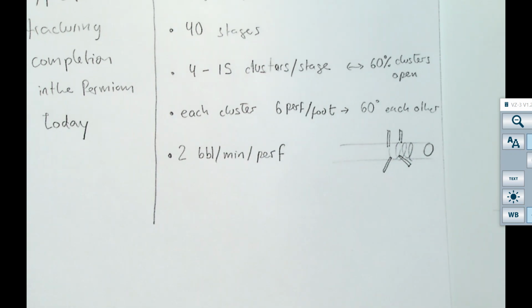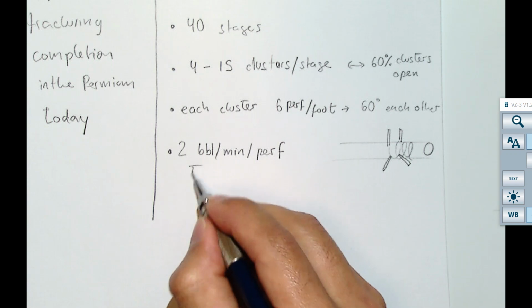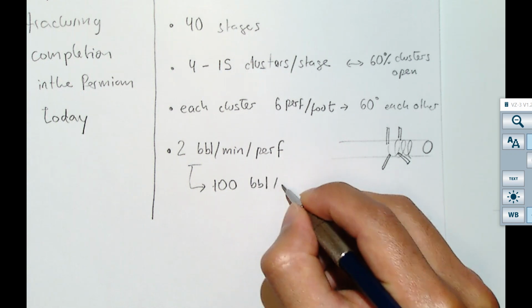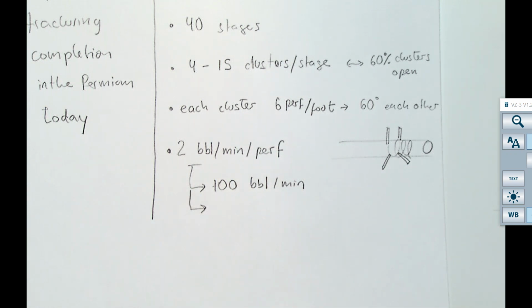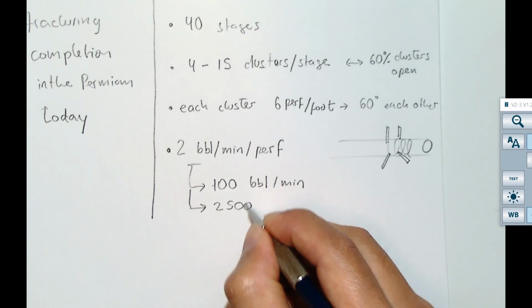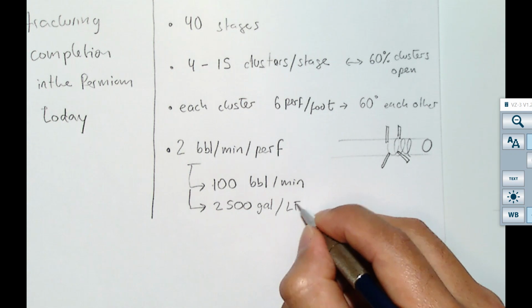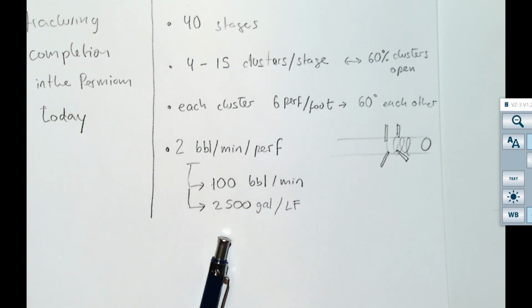In order to create these fractures, you have to inject 2 barrels per minute per perforation. And if you multiply the number of perforations times the number of clusters, that usually gives you an average value of about 100 barrels per minute for injection. And that's just injection rate. This results in about 2,500 gallons of fracturing fluid per linear foot of horizontal wellbore. So if you have a 10,000 feet wellbore, you multiply that times this number of gallons, and that's how many gallons of fracturing fluid you need. It's a lot.